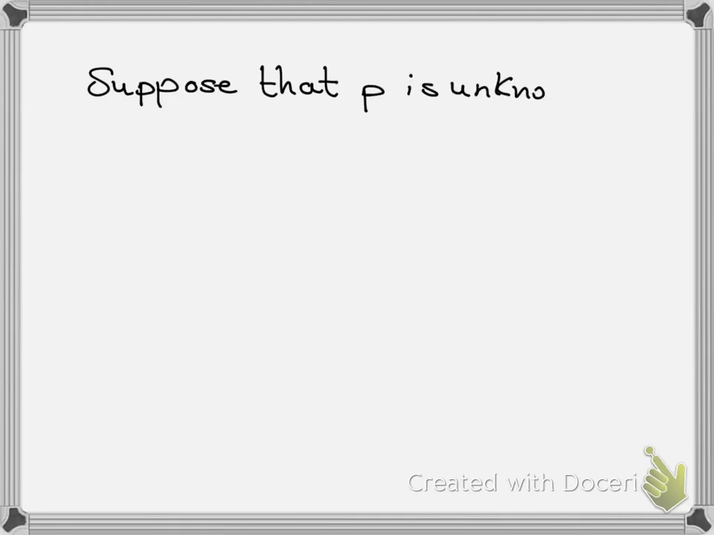Now let's suppose we have a binomial distribution, and the probability of success P is unknown. We don't know the probability of success P, and we want to estimate it. So we want to estimate P, the probability of success.